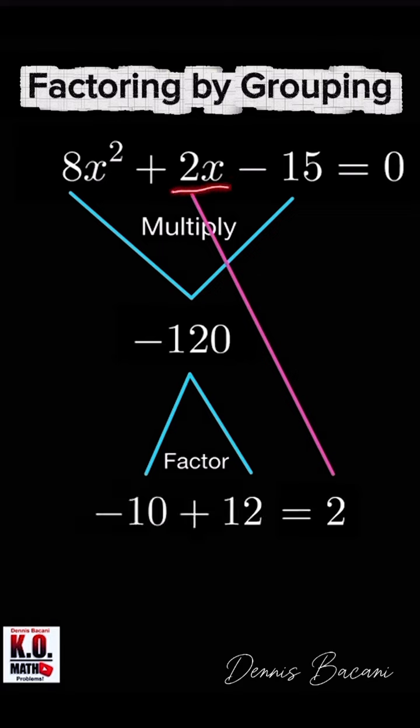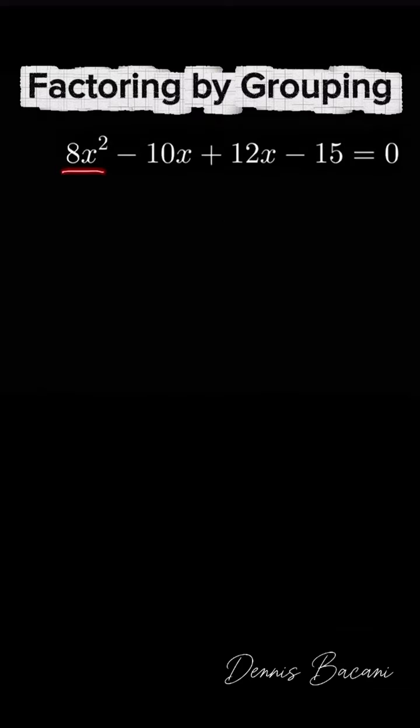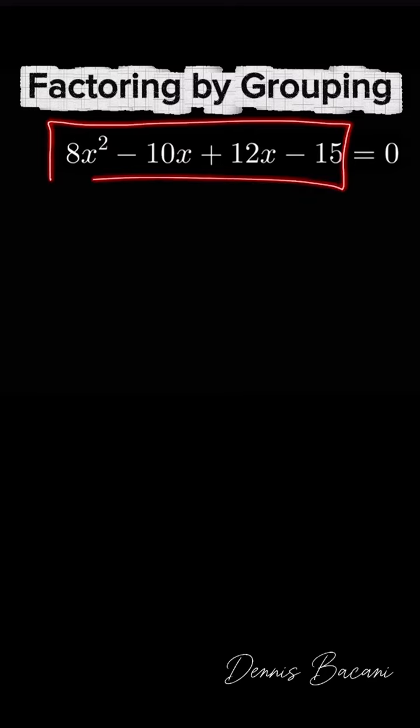Therefore, we can write this 2x here as negative 10x plus 12x. So that is equal to 2x. So we can now write our trinomial as 8x squared, and then splitting this 2x here to negative 10x plus 12x, and then minus 15 equal to 0. This is where we apply factoring by grouping.